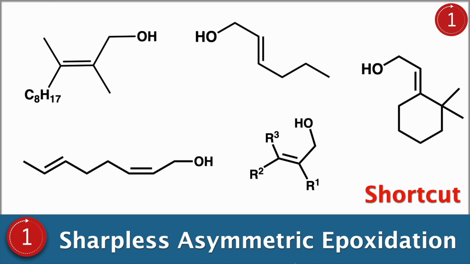Welcome to One Chemistry. In this video, we are going to see Sharpless Asymmetric Epoxidation. It is a diastereoselective synthesis as well as an enantioselective synthesis. It is a very important naming reaction. I provided a shortcut and solved the problems. Stay tuned.